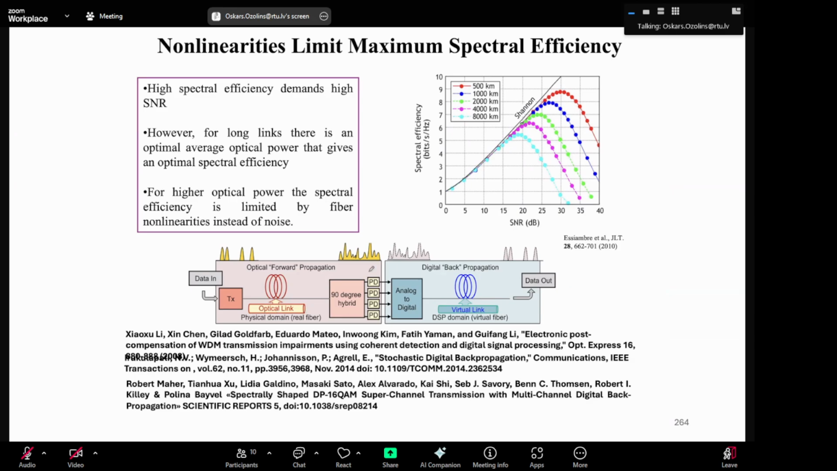So you can do a digital back propagation, so you can back calculate and calculate away all the nonlinear effects and get back to the pulses. This is quite an interesting approach and has been demonstrated several times. We also tried to use it in the lab, so it's quite fun to see how you can use a simulation tool in a real experimental system to get better signal quality.